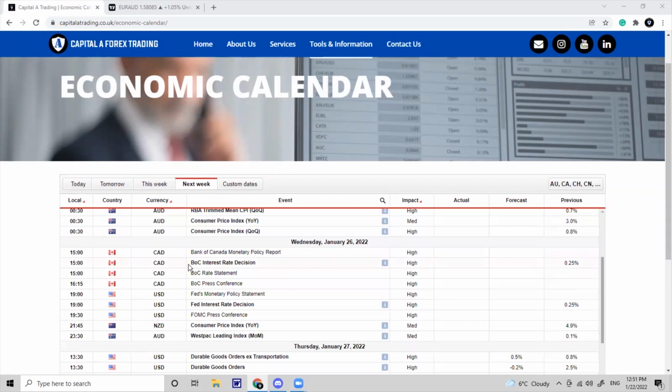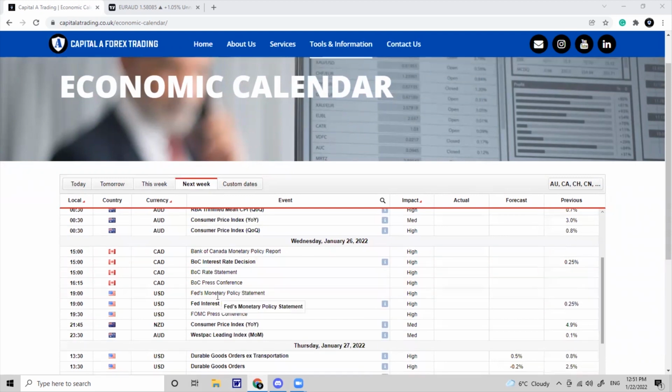We've got the Canadian dollar's interest rate decision. That's an hour before London closes. So I'll be looking at that, especially with the pound CAD, which we're about to check out in a minute. And then later that day, the US dollar's interest rate decision. That's going to be at 7 o'clock. So again, just be aware. I'm expecting to see some power in the US dollar around that time.